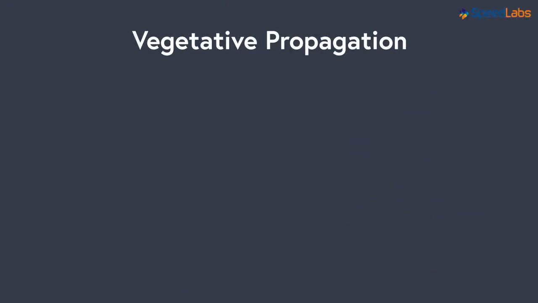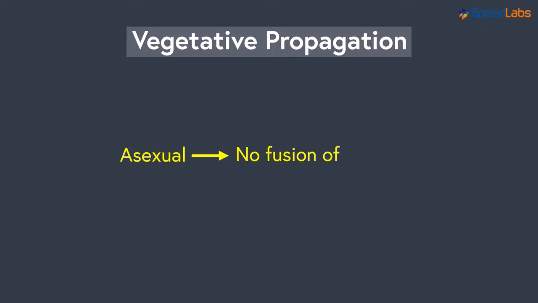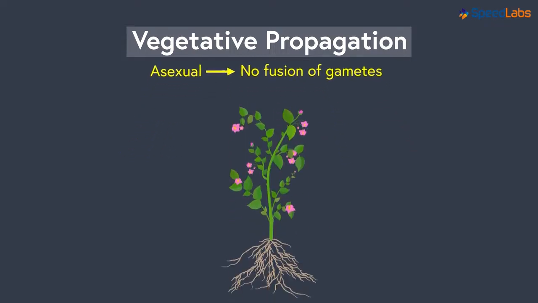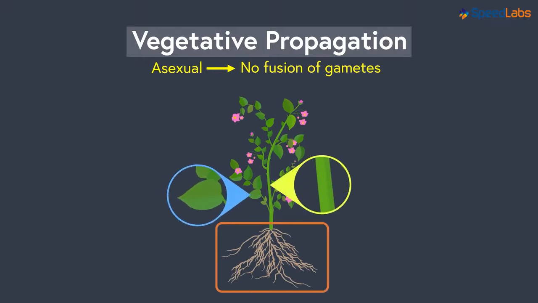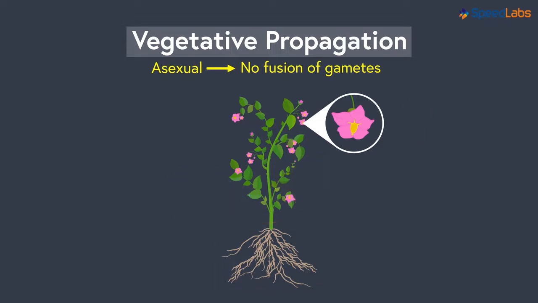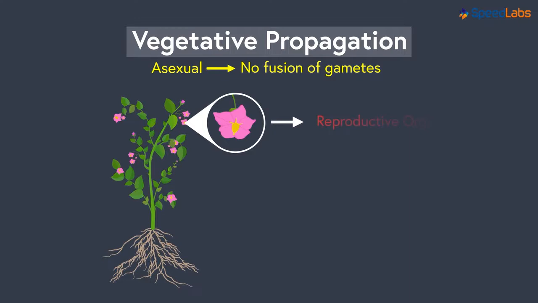The most important thing we need to remember is that since it's a type of asexual reproduction, the process will never involve fusion of gametes. Now, as the name says, vegetative means some part of the plant, apart from the flower. Wait, tell me, why apart from the flower? We know that the flower is a reproductive organ of the plant body. So if a flower is involved, then the process will be sexual reproduction.